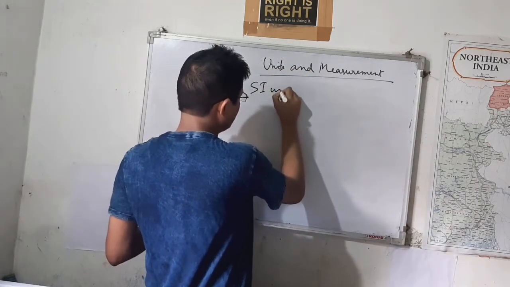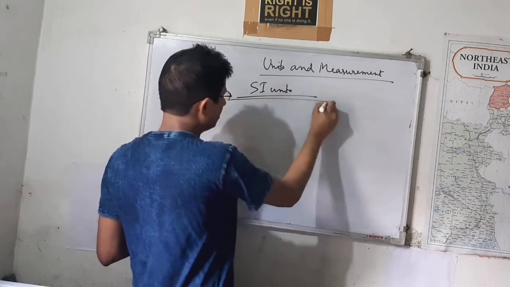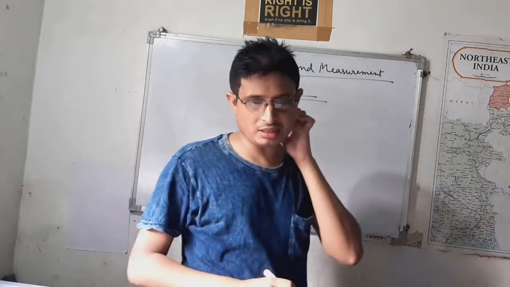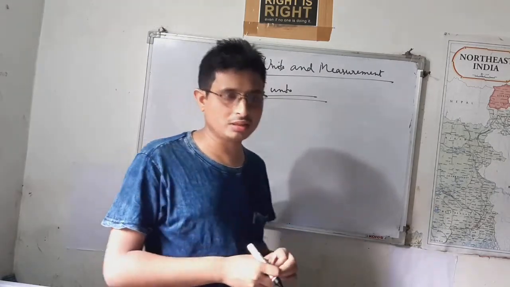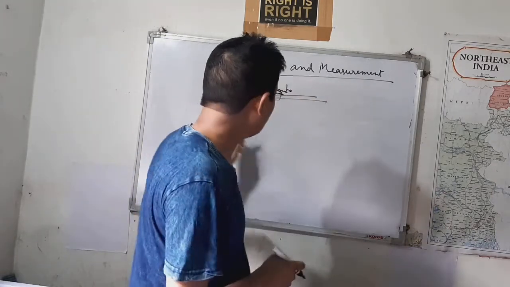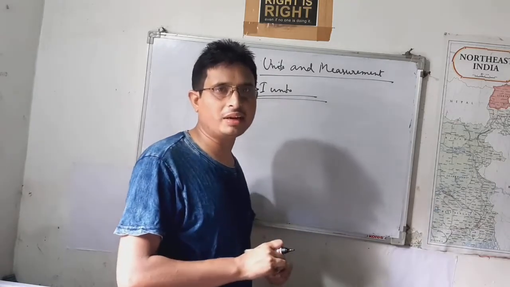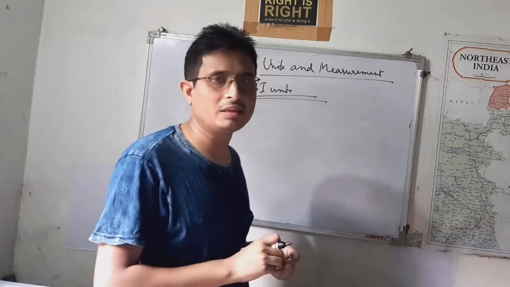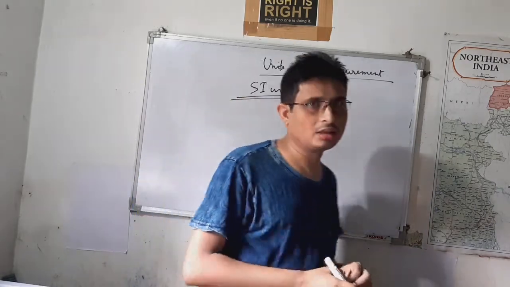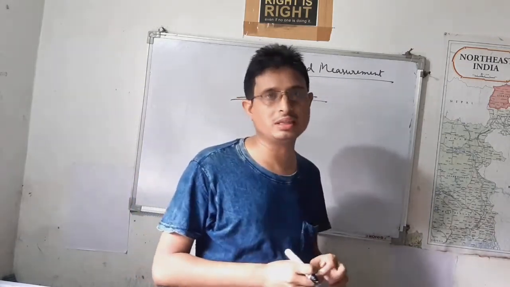SI units means international system of units, according to which there are 7 fundamental quantities. So in SI units there are 7 fundamental quantities. Actually, it is the extension of the MKS system.